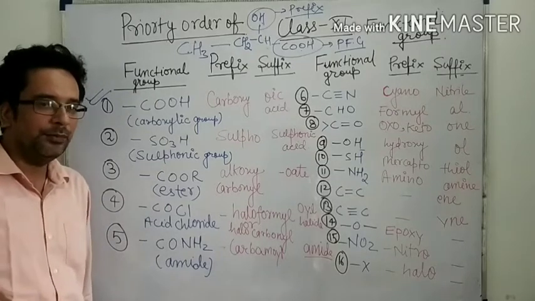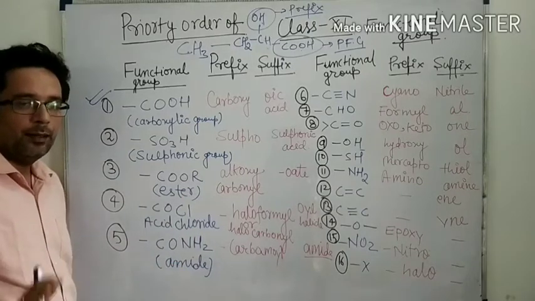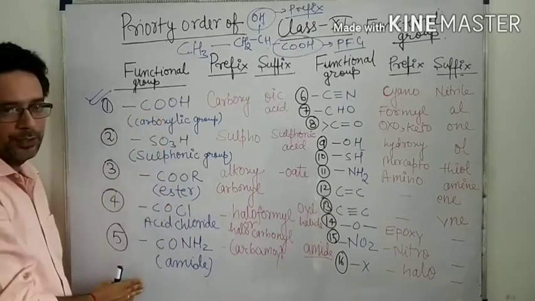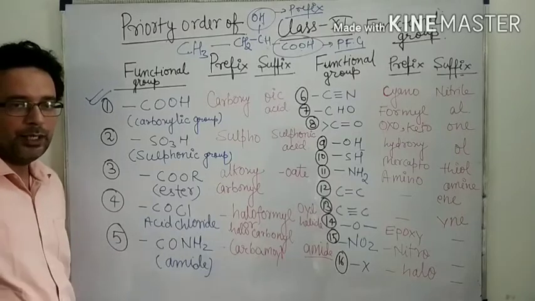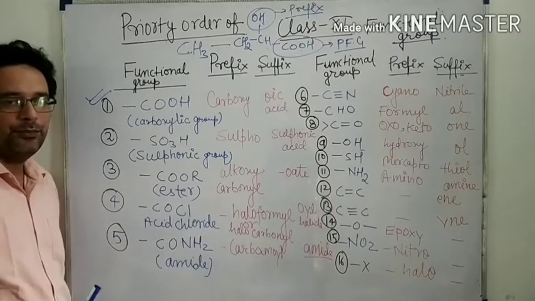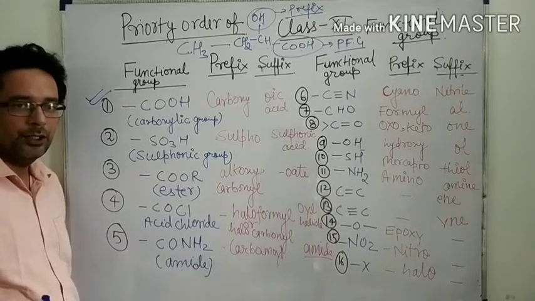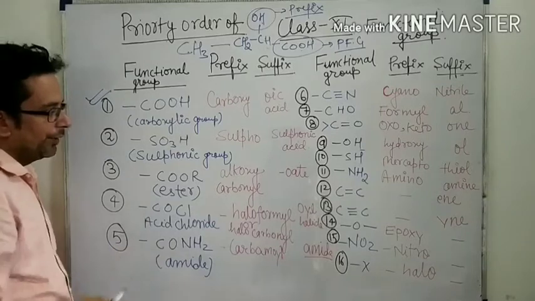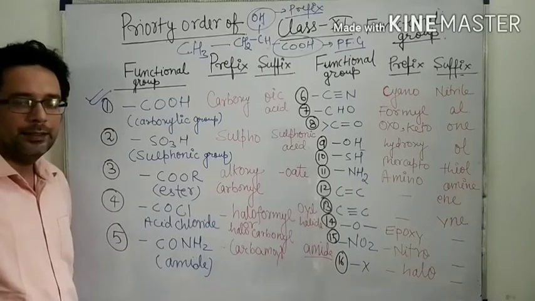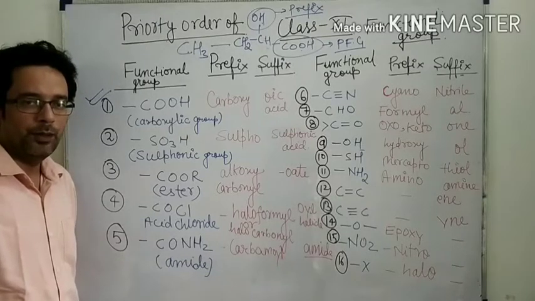So first, all of you take a screenshot of this, note it down in your copy and learn it sequence-wise. Sometimes a question is asked in your examination: which is the correct sequence of functional groups? So take a screenshot of this. Then next I am going to discuss the general rules for the naming of organic compounds.